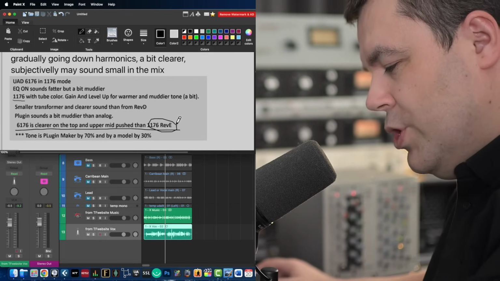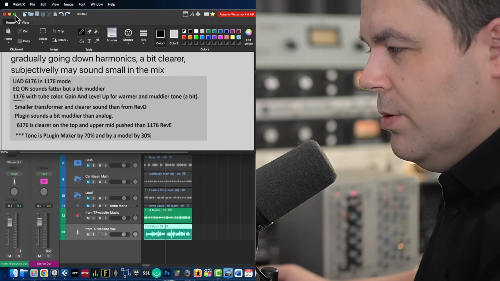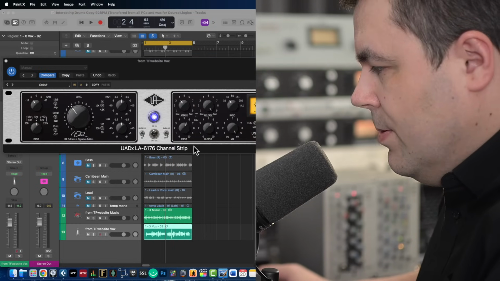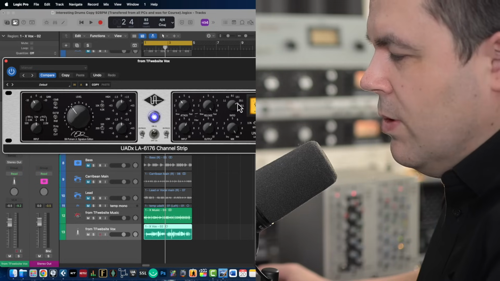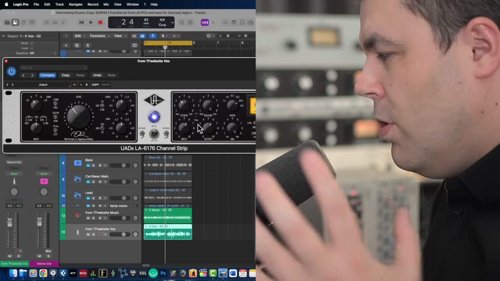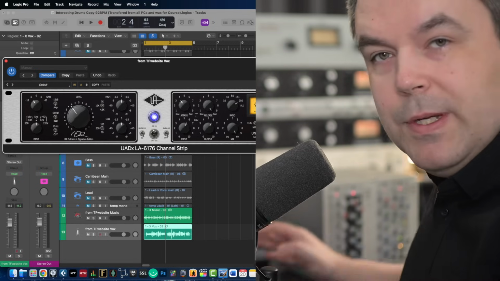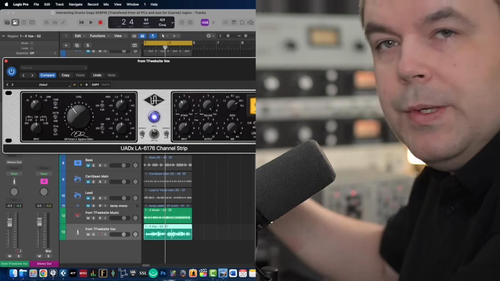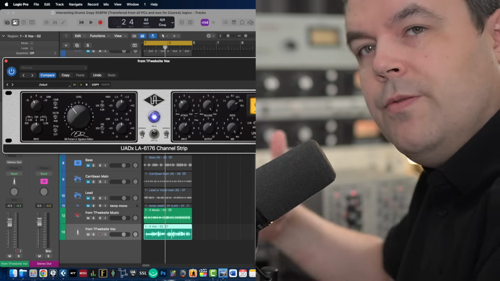So if you push the signal, what I mean by push, you literally, let's say, use more aggressive settings. You use higher ratio, let's say 20:1 or something. You put more on the input of this compressor. You compress not by 5 dB, but let's say by 15 dB. In this case, this plugin sounds clearer than older Universal Audio plugins.